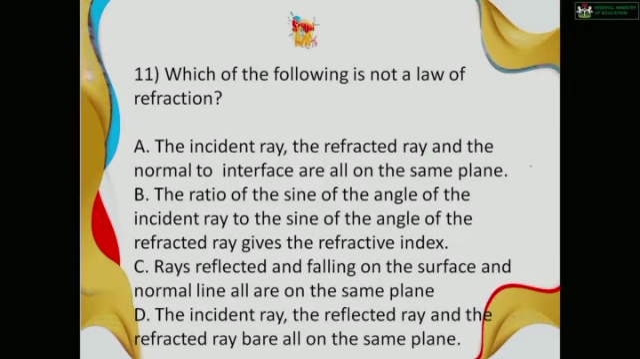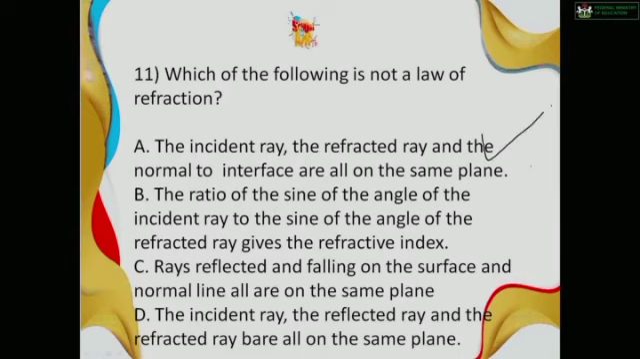Option B, the sine of the angle of the incident ray to the sine of the angle of the refracted ray gives the refractive index. Option C, rays reflected and falling on the surface and the normal line are all on the same plane. And option D, the incident ray, the reflected ray, and the refracted ray are all on the same plane. What is not a law of refraction?